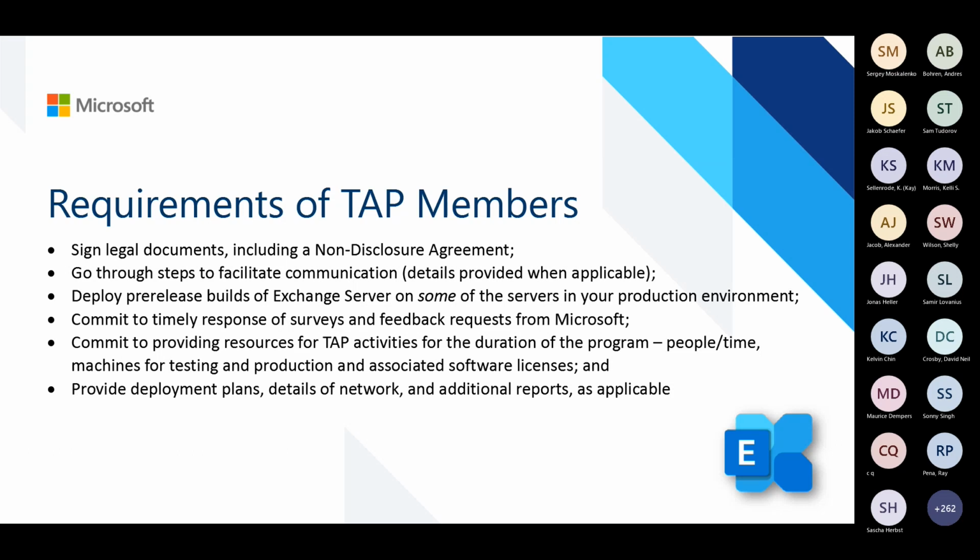If you are accepted into the TAP, we do need you to sign an NDA and go through a few quick steps to enable communication within your organization. We do also require you to deploy pre-release builds of Exchange in your production environment, but only on some servers, not all of them. We do require you to provide us feedback, complete surveys, and basically commit the necessary resources for TAP activities. But do note that not all nominations are accepted. They are reviewed and screened, but not everyone is accepted. And no one's allowed access to anything until all the proper paperwork is executed. But if you are preliminarily accepted, we will contact you and get that paperwork started.